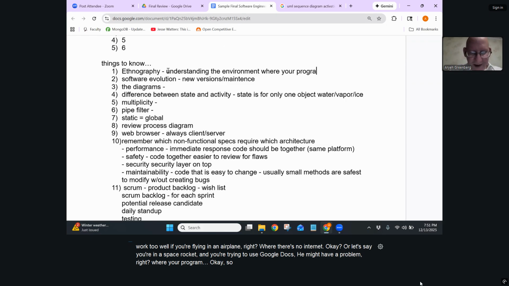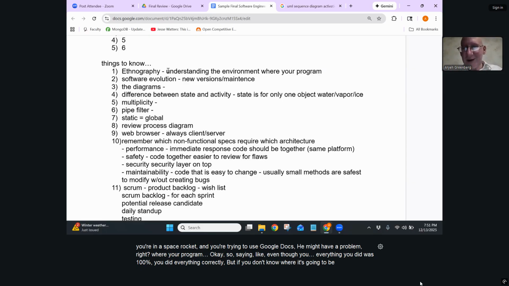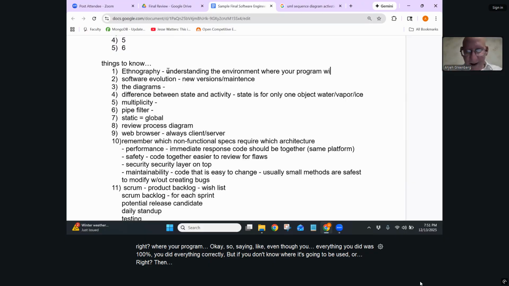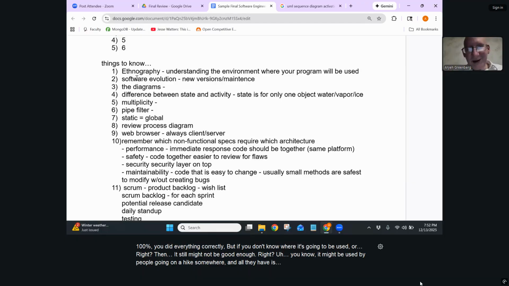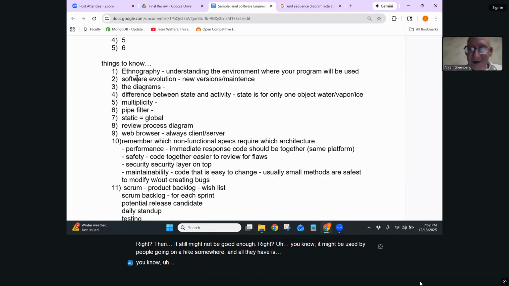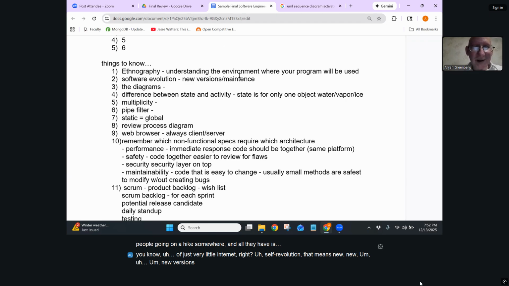Okay, so even though everything you did was 100% correct, if you don't know where it's going to be used, it still might not be good enough, right? It might be used by people going on a hike somewhere and all they have is very little internet, right?